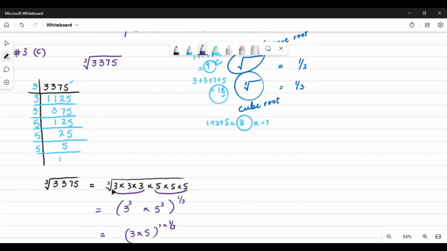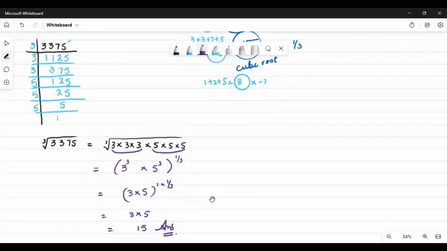And as we know that the cube root has the value 1 by 3, we can change it. 3 and 5, both numbers have the power 3. We can write the power outside as a common power, and then 3 and 1 by 3 will cancel each other, and 1 will be left only. So 1 we are not writing. 3 multiplied by 5 is 15, and that's your answer.